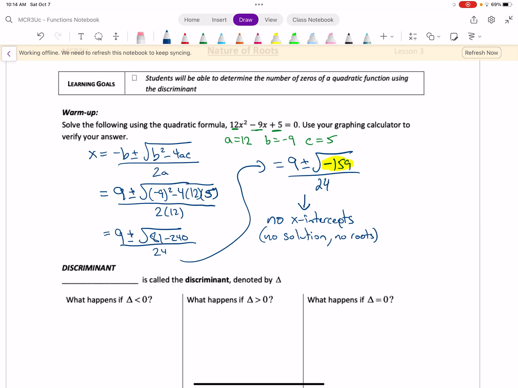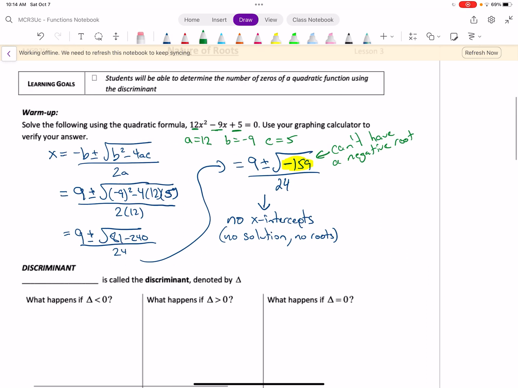And it makes sense if you think about it visually. This is the algebra behind it. You cannot take a negative square root, so we can't have a negative root, at least in order to get a real number answer. But ultimately, we know that that's not going to work.